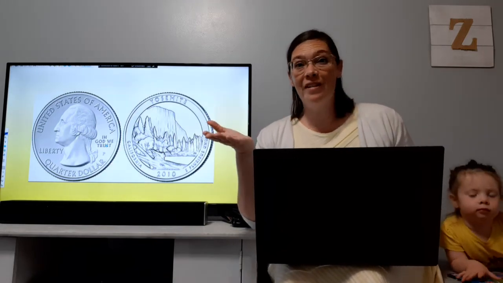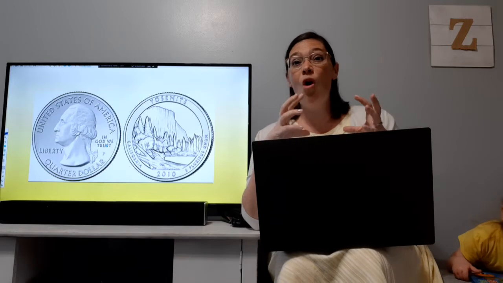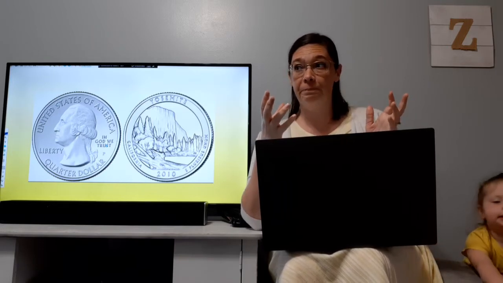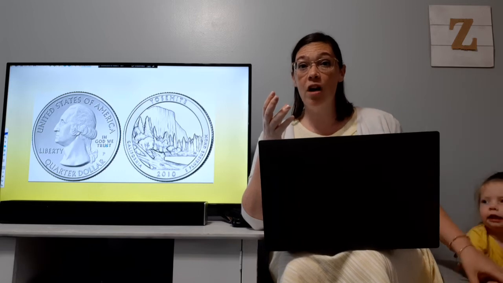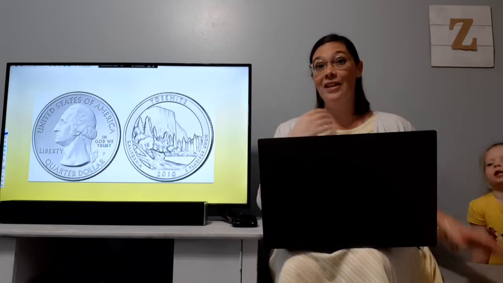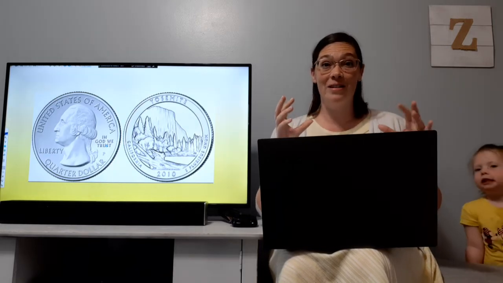Now, quarters are unique. Many years ago, old quarters all had one picture, and it had a picture of an eagle on it. But about the time Miss Zimmerman was in high school, they started making new quarters. They started making new coins.